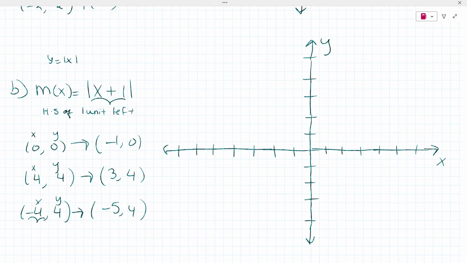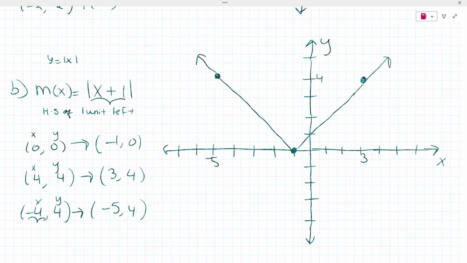Okay, so negative 1 comma 0 will be right here. 3 comma 4 would be 1, 2, 3, and then go up 4, 1, 2, 3, 4. And then negative 5 comma 4 would be 2, 3, 4, 5, and up 1, 2, 3, 4. Connect the dots, and you've got your graph.